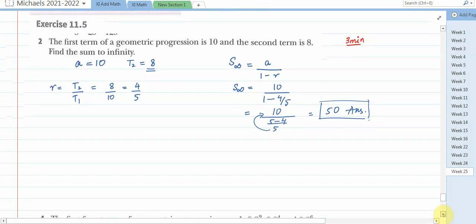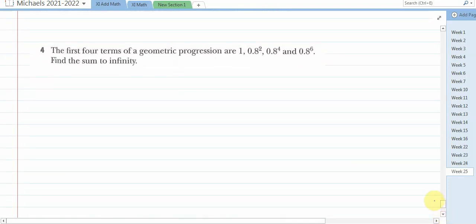Moving on to the next one. Question number 4. The first 4 terms of a geometric progression are 1, 0.8 to the power 2, 0.8 to the power 4 and 0.8 to the power 6. You need to find the sum to infinity. Again the same question here. You have the first term 1, you need to find the ratio and then apply the working formula, sum to infinity equals A divided by 1 minus R. First give it a try by yourself. Time for this question is 3 minutes, so start.